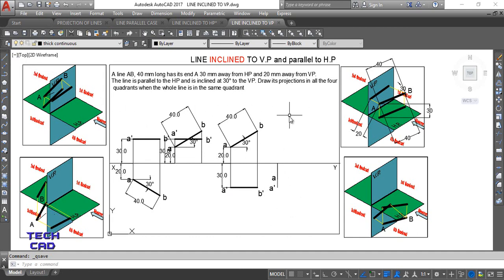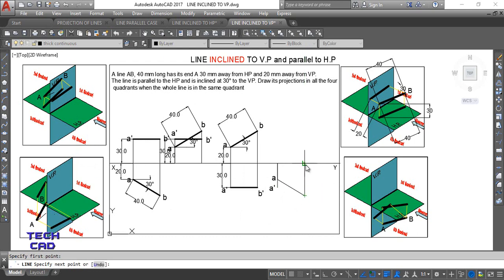Now again, whenever it is the angle with VP, it is always seen from the top view. So take a line and come to your top view of end A and make an angular line to this side. Why not this side? Because it may cross your XY line and go to some other quadrant, which is not according to my question. So I'll make the line like this. Again, polar coordinate system, 40 less than 30. So this is done. This is the projection of end B.